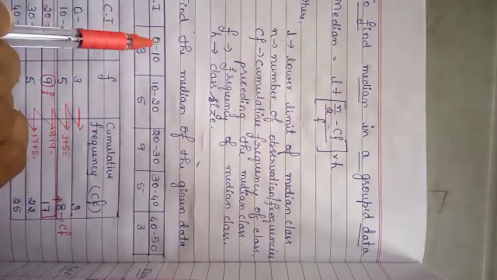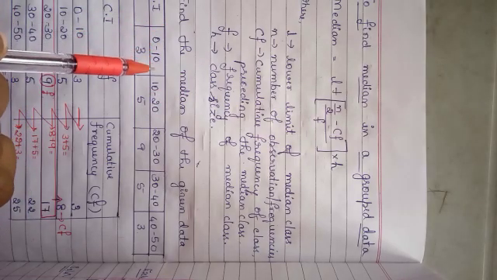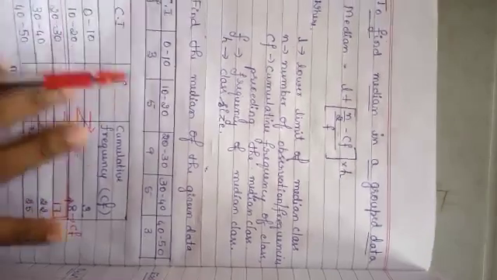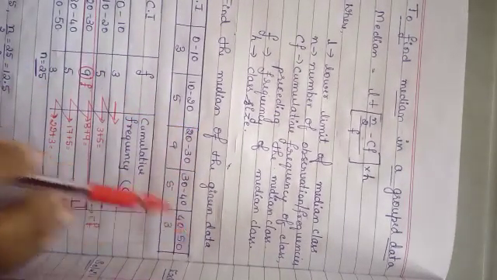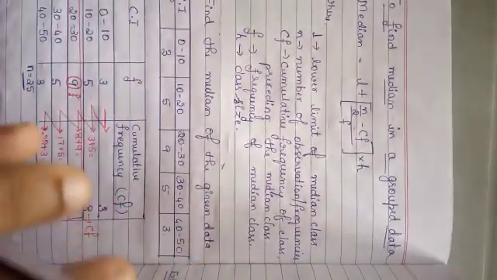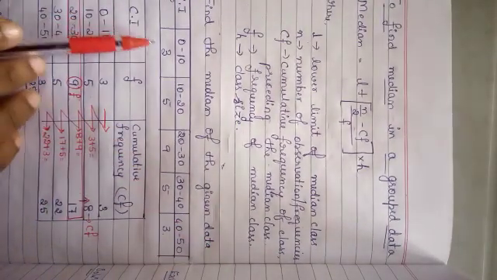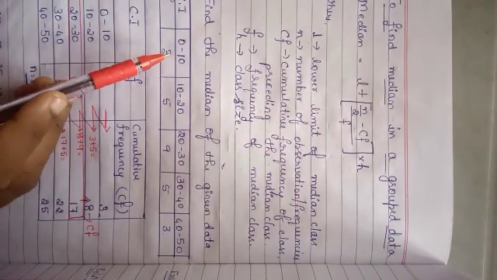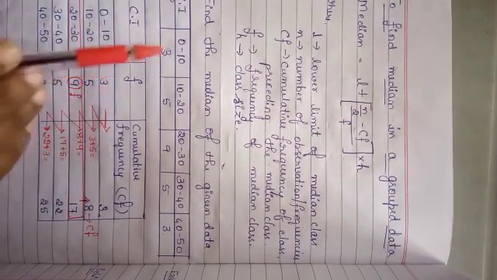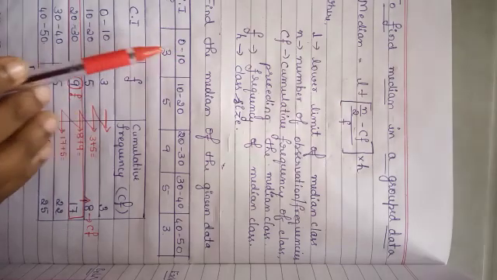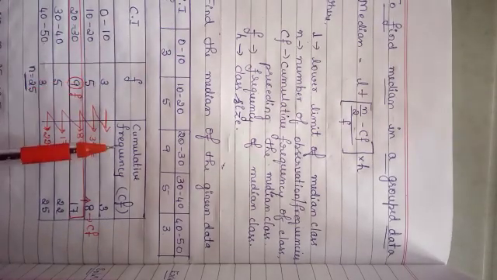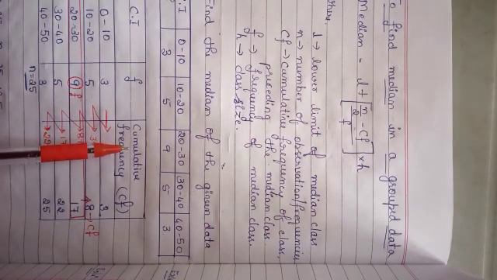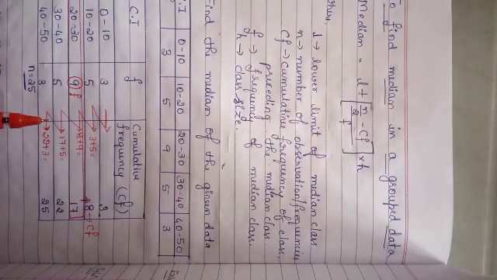So let us solve some example problems by using this formula. Here is one example problem to find the median of the given data. The class interval and frequency are given. First we have to draw the tabular column. In the first and second column we write, as it is in the question, the class interval and frequencies. In the third column we have to find the cumulative frequencies.